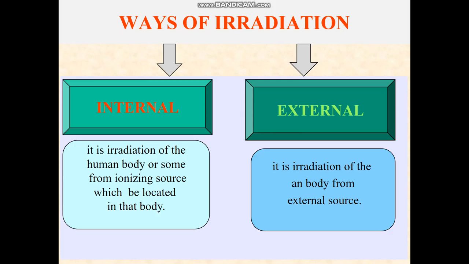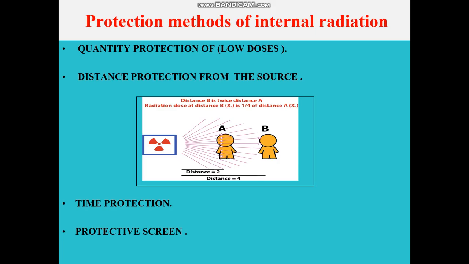Effect of radiation, internal exposure on the body, depends on the time in the body, the physical characteristic of the element, type of radiation, and the amount of radioactive material in the body. Protection methods of internal radiation include quantity protection, distance protection from the source, time, and applied protective screen. Protection by quantity dose: control the level of activity of the ionizing agent. Protection from the source by distance: fixed distance between the workers and the source. The intensity of exposure varies inversely with the square of the distance from the source. Protection by time: limiting the time of work with ionizing radiation.